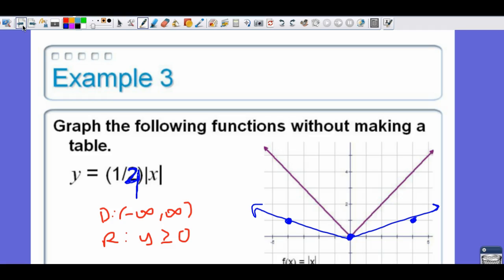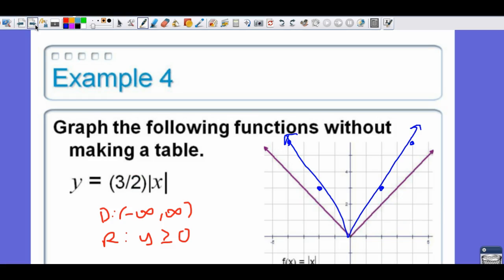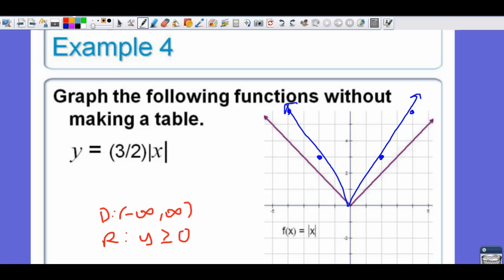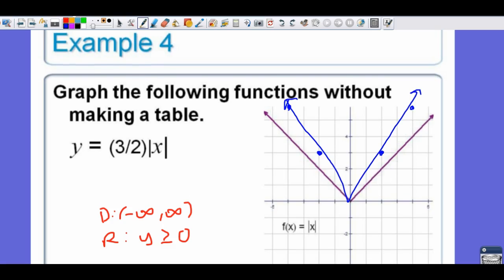Without graphing the last one, is y equals 3/2 |x| going to be stretched or compressed? It's stretched, because 3/2 is greater than 1. Once again, domain is all reals, and range is y greater than or equal to 0. My graph is stretched. You can see it's inside the parent function, making it more narrow.